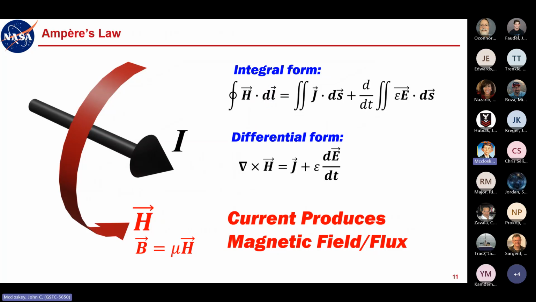So now changing our focus to magnetic concerns. Ampere's law tells us that a current produces a magnetic field or flux. And we think in terms of both the H vector, the magnetic field intensity, and B, the magnetic flux density.